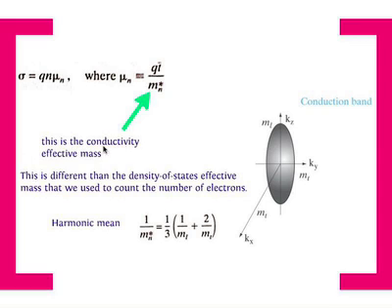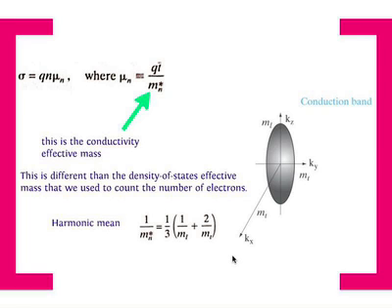So this conductivity effective mass is different than the density of states effective mass that we use to count the number of electrons. Recall in silicon, the equi-energy diagram looks like this, where you have two masses. You have a transverse mass MT, and you have two longitudinal masses ML. This is at the bottom of the conduction band. There are 6 equal directions in silicon at the bottom of the conduction band in three-dimensional space. Okay? It turns out that the effective mass for conductivity is given by what's called the harmonic mean.